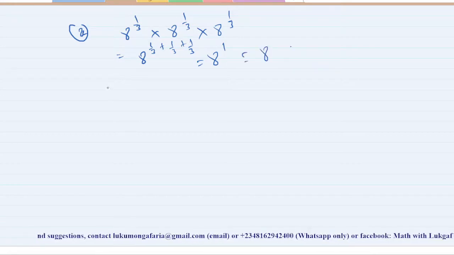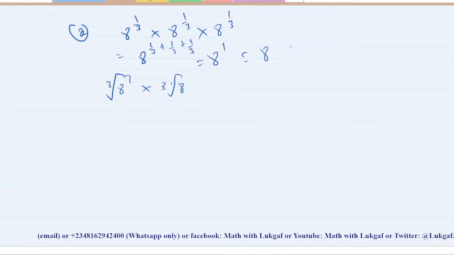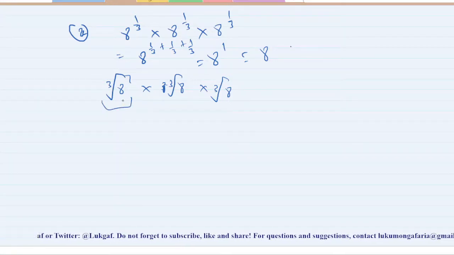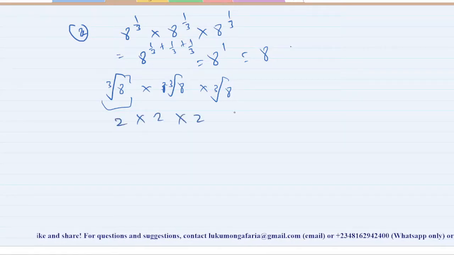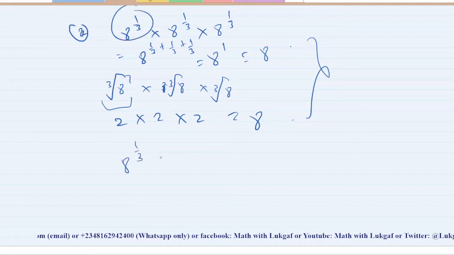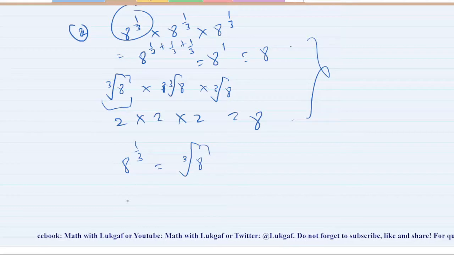Likewise, let's say I have cube root of 8 times cube root of 8 multiplied by cube root of 8. What does cube root of 8 mean? That is, what number are you going to multiply by itself 3 times to give you 8? That is 2. 2 times 2 times 2, that is 8. Can you see that? So if that gives you 8, then we can conclude adequately that 8 raised by 1/3 is the same thing as cube root of 8. You understand now? Meaning that when you have x raised by 1/3, it's also the same thing as cube root of x.